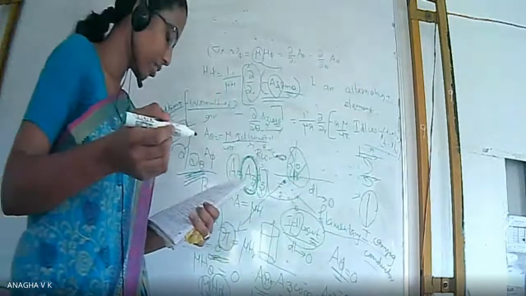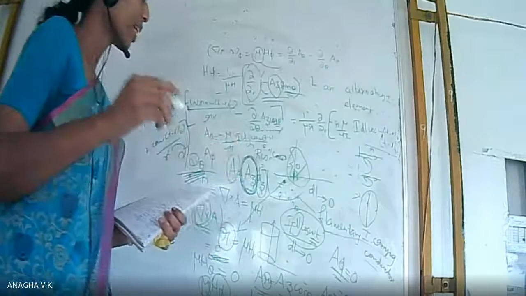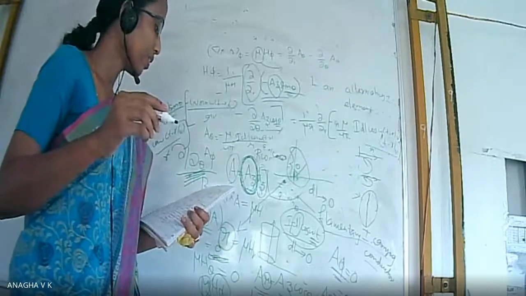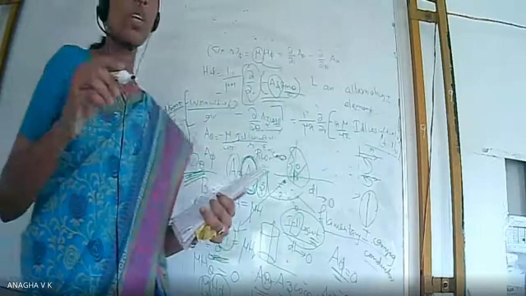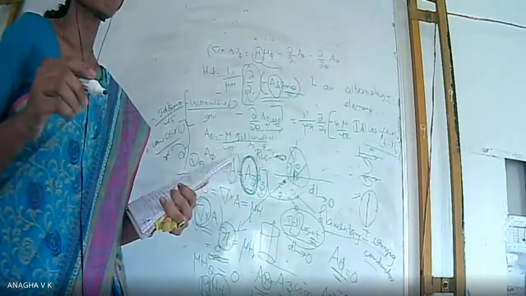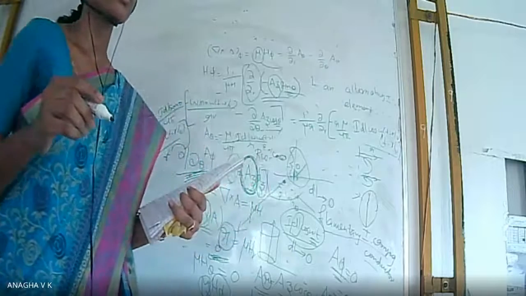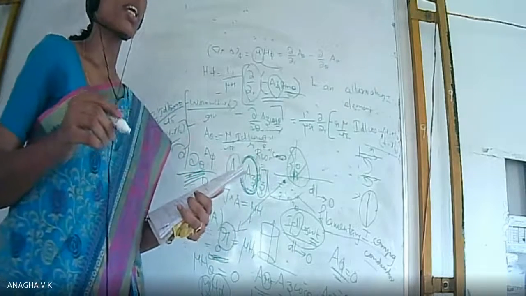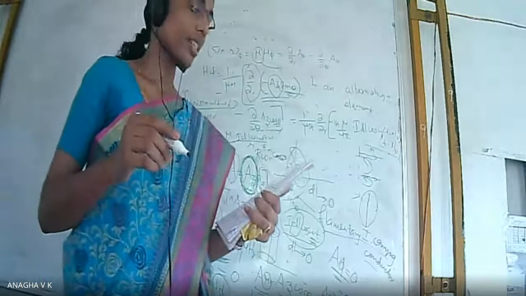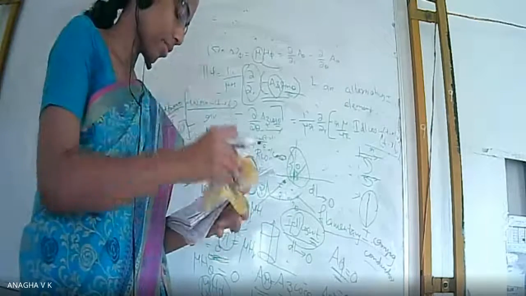So J equal to Jz Az. So the current density J is equal to Jz Az because only the Z component exists. Next, in the case of vector magnetic potential also, the Z component exists. So A equal to Az, where Az is the unit vector. So what?